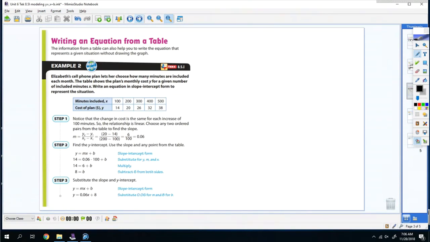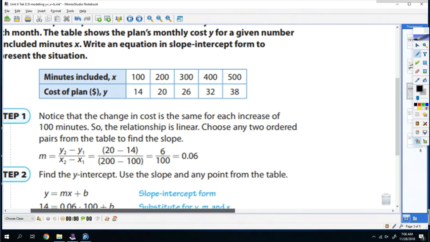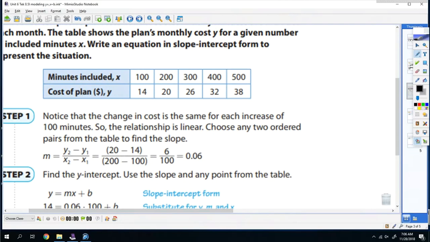Elizabeth's cell phone plan lets her choose how many minutes are included in each month. The table shows the plan's monthly cost y for a given number of included minutes x. Write an equation in slope-intercept form to represent this situation. Okay, so let's zoom in. The same idea. You have your x and your y, so you find the difference. That's a plus 100. This is plus 6. So plus 6 goes on top over 100. You can make it a fraction, which would be 3/50ths, or divide it into a decimal, which would be 0.06.